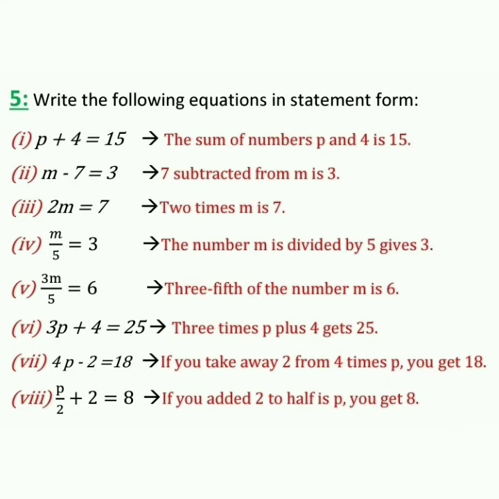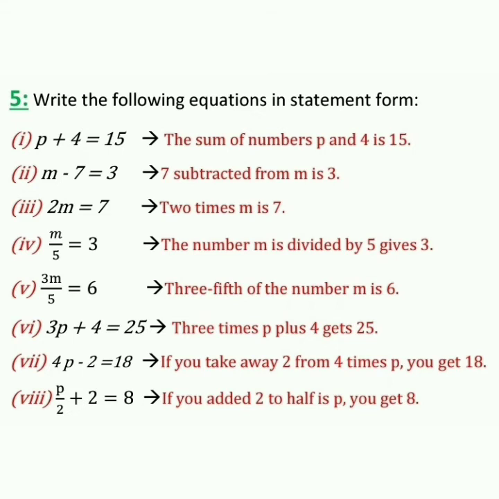Sum number 5. Write the following equation in statement form. Student, please note, this is exactly opposite of sum number 4. In sum number 4, a statement is given and we have to form an equation. Here an equation is given and we have to write a statement. So first one, p + 4 = 15. The answer: the sum of number p and 4 is 15.